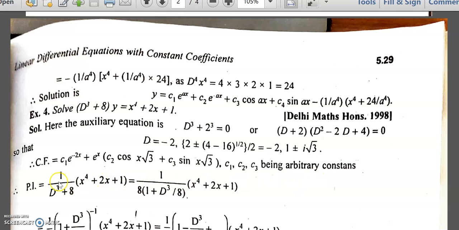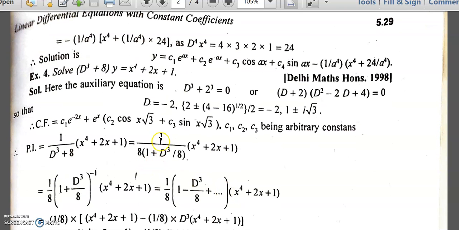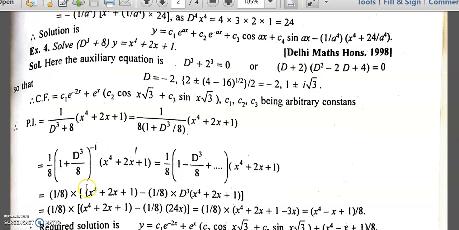Okay, and the particular integral is 1 by D cube plus 8 operating on x to the power 4 plus 2x plus 1. Okay, so if you take 8 common, that will be 1 plus D cube by 8, because we need to form it in 1 plus x form, operating on x to the power 4 plus 2x plus 1. So it can be written as (1 plus D cube by 8) whole to the power minus 1 operating on x to the power 4 plus 2x plus 1. Okay, so basically this is like (1 plus x) whole to the power minus 1, so 1 minus x plus x cube.